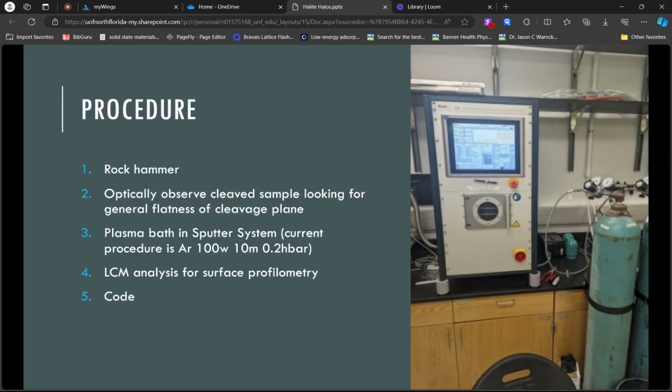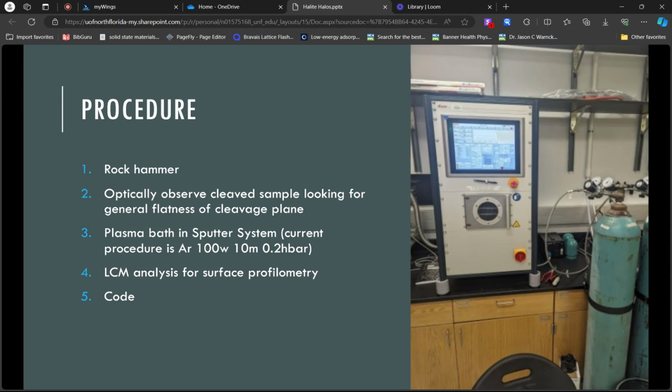For the average procedure to prep some of this halite, we take a block of it, take a little rock hammer, and cleave a relatively thin section off of it. We then take that sample and optically observe it for general flatness. We're looking at the cleavage plane for standard defects and other things that we can note on the surface. We take a couple of images, and then we put it in the plasma etcher. We're using a sputter system. Right now we're using argon at 100 watts for 10 minutes at 0.2 mbar pressure. The plasma is going to kinetically attack these regions on the surface such that it will preferentially destroy the more defect-rich areas, such as these nuclear recoils.